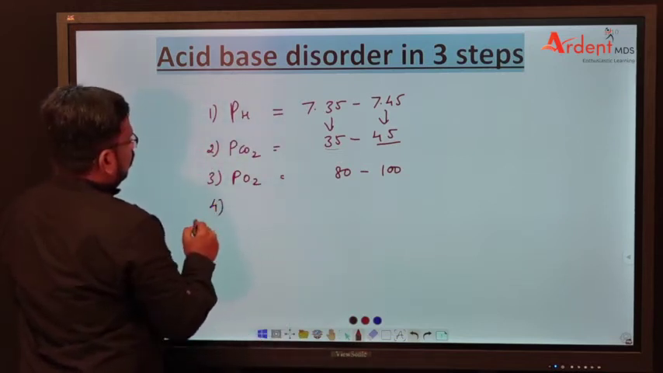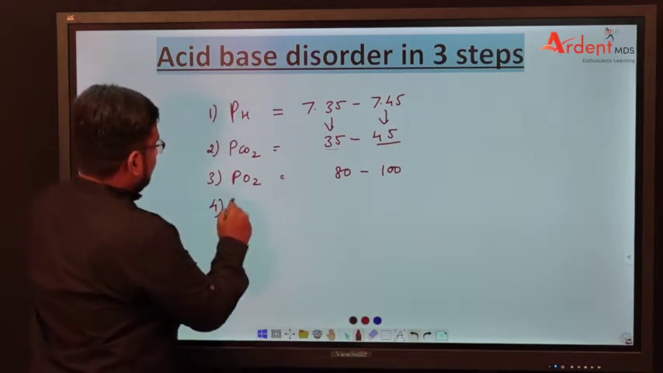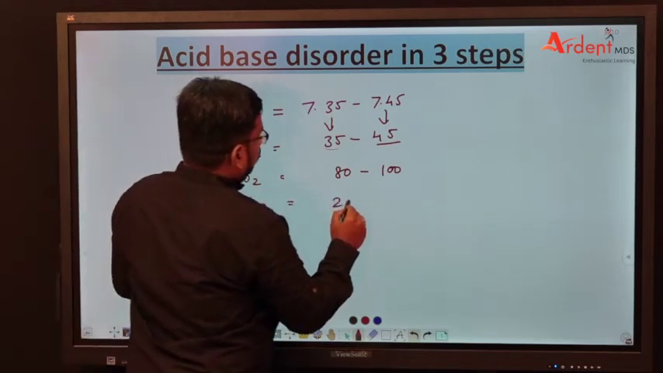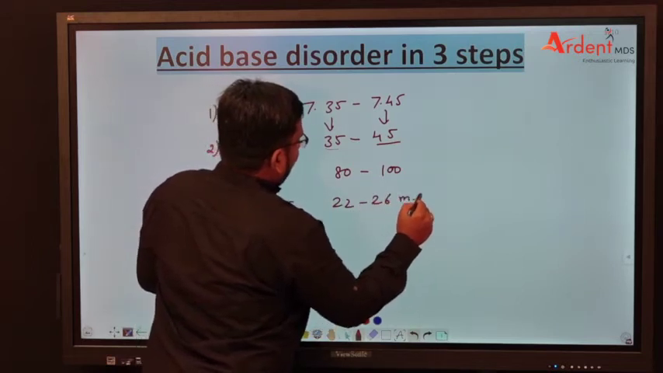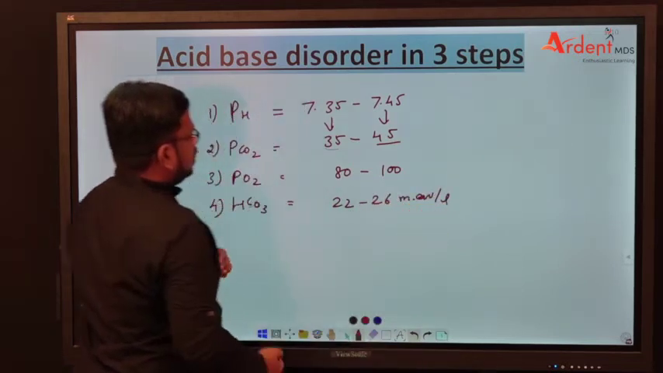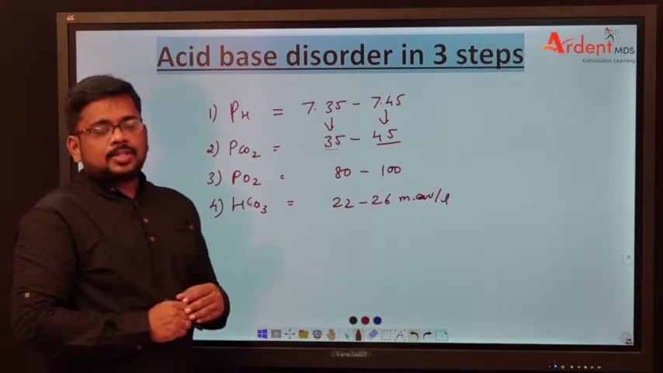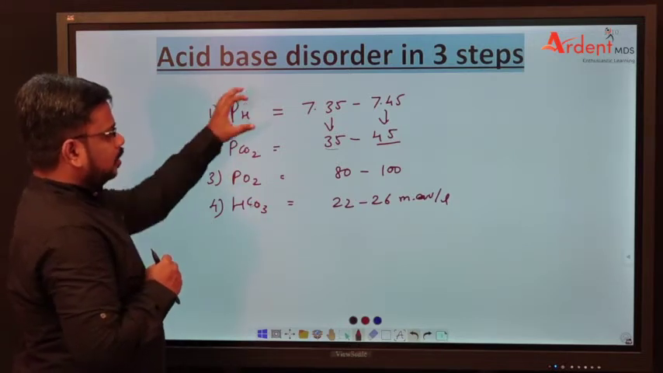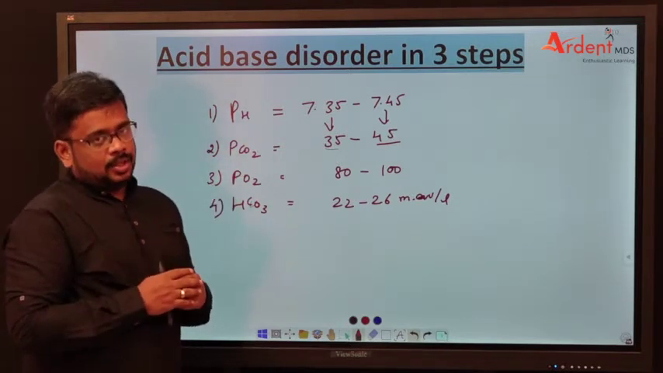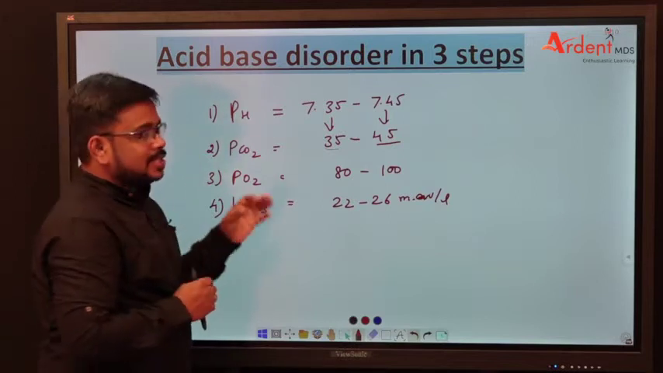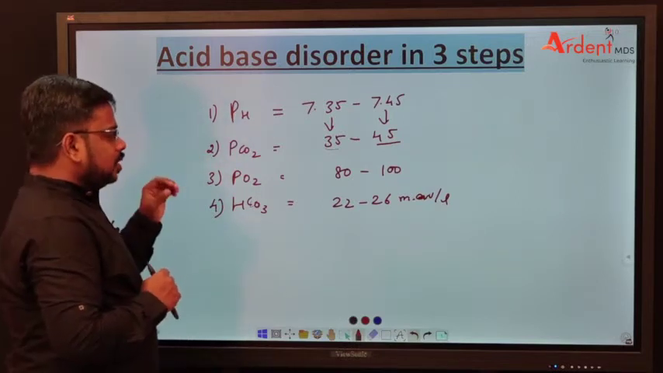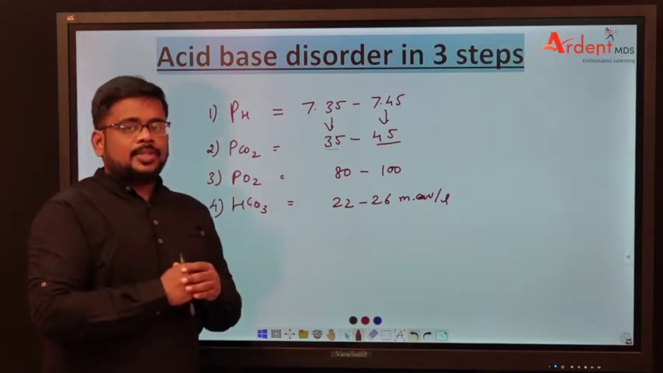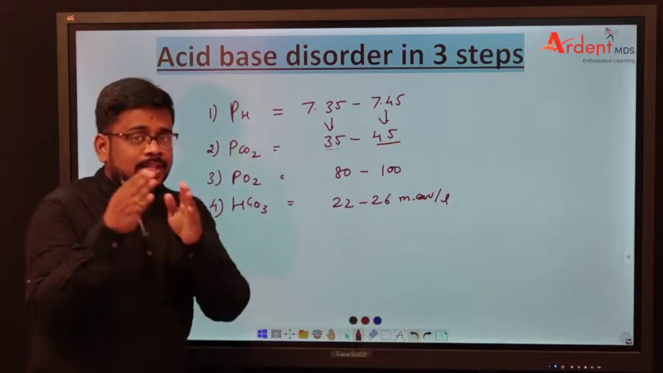Number 4 is the level of bicarbonate. The normal level of bicarbonate is around 22 to 26 milliequivalent per liter. These are the 4 important values you have to know to answer those types of MCQs. This is very important. Without this, you cannot answer the questions asked in the acid-base disorder topic. Once you know these facts, you can analyze the questions and answer within 3 steps.